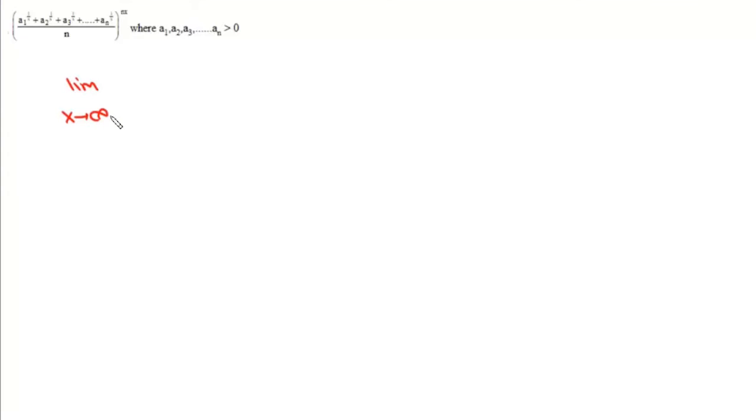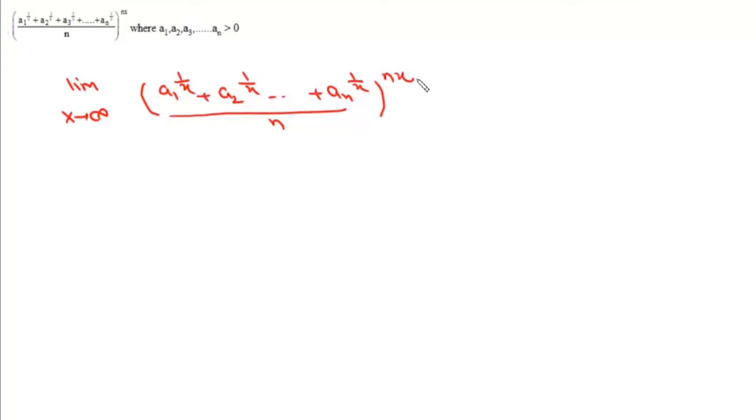Now here the question is, we are given this limit x tends to infinity of (a1 to the power 1/x plus a2 to the power 1/x up to an to the power 1/x) whole divided by n, to the power nx. Now if we put x is infinity, a1 to the power 0 is 1, a2 to the power 0 is also 1. So it will be 1 plus 1 plus 1 n times, n upon n is 1, and nx is infinite. So it is 1 to the power infinity form.